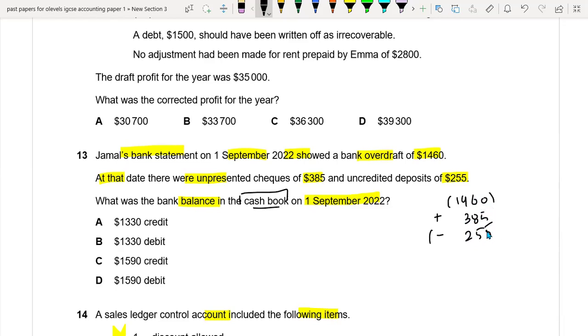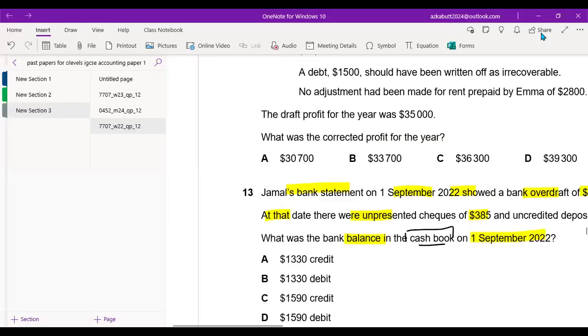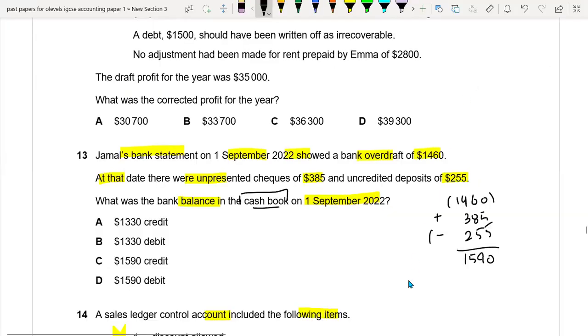So 255 would be deducted and the unpresented cheque would be added back. This would give us minus 1460 plus 385 minus 255, which is 1590. So we have the 1590, which is the debit bank balance in the cash book. So this is the right option.